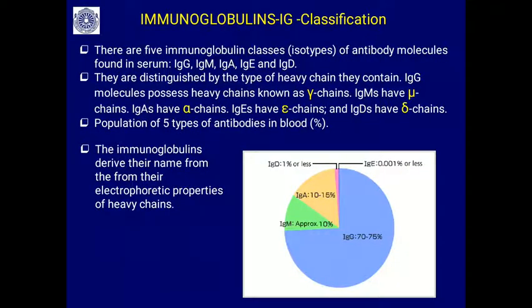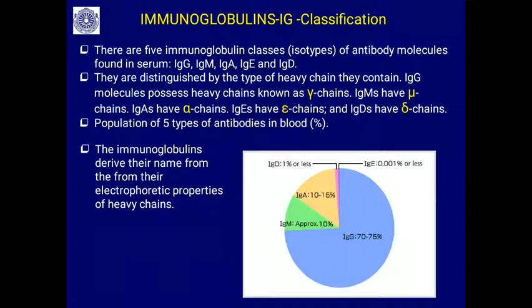There are 5 immunoglobulin classes or isotypes of antibody molecules circulating in the serum. IgG, IgM, IgA, IgE and IgD are distinguished because of their heavy chain. The IgG molecule possesses a heavy chain known as the gamma chain. IgM contains a heavy chain called the mu chain.